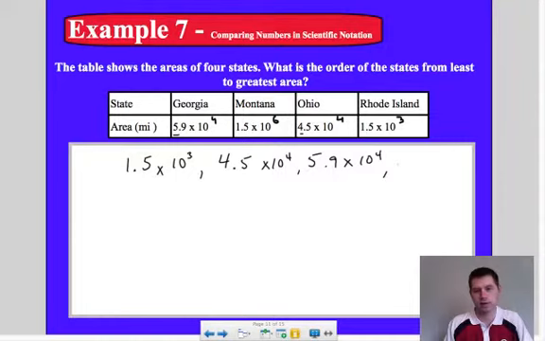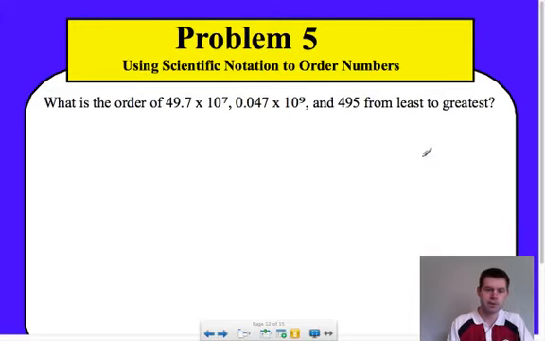And then that just leaves Montana with the 1.5 times 10 to the 6. So it's real quick. You don't have to put it in standard notation. You can actually just compare the exponents. Alright, so problem 5, we get a different type of least to greatest.